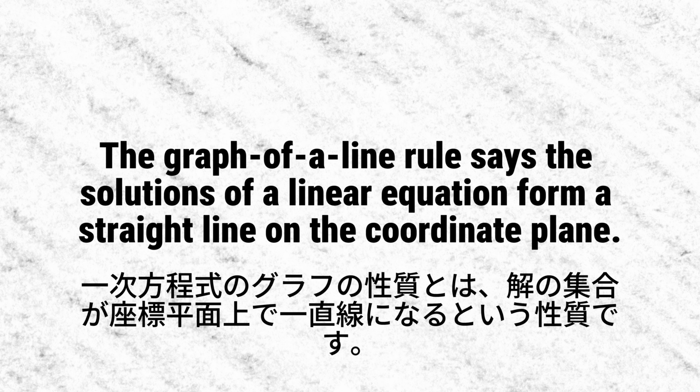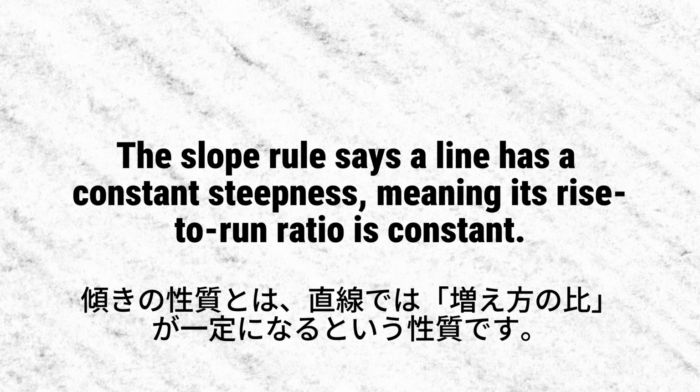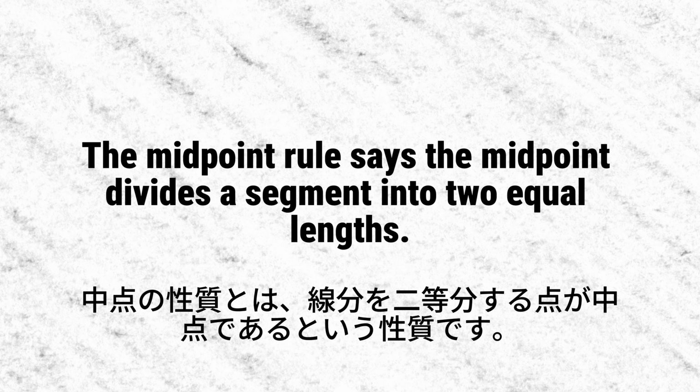The graph of a line rule says the solutions of a linear equation form a straight line on the coordinate plane. The slope rule says a line has a constant steepness, meaning its rise-to-run ratio is constant. The midpoint rule says the midpoint divides a segment into two equal lengths.